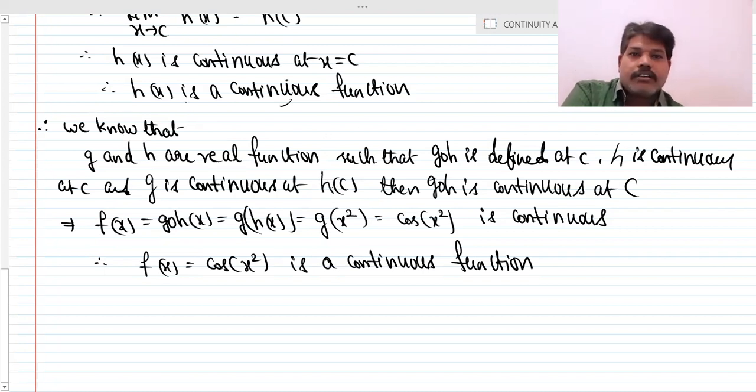So see that verification. G and h are real functions. G circle h is defined at c. H is continuous at c, and g is continuous at h of c. Then g circle h is continuous at c. So see that correction students.